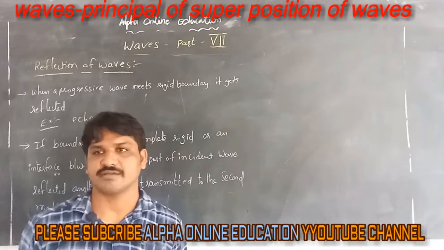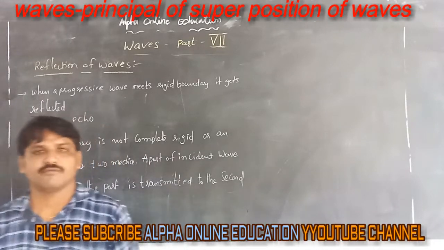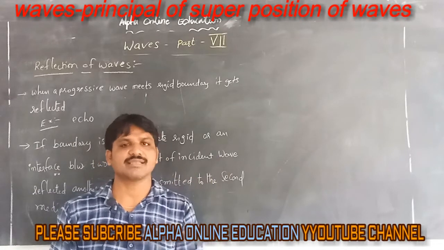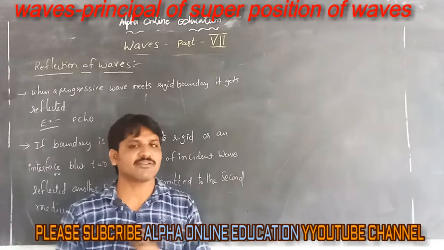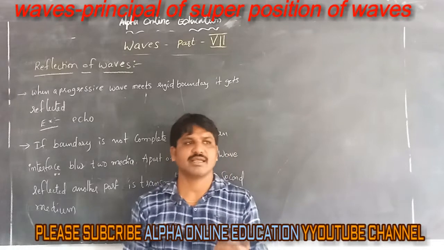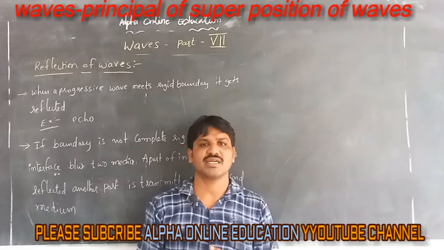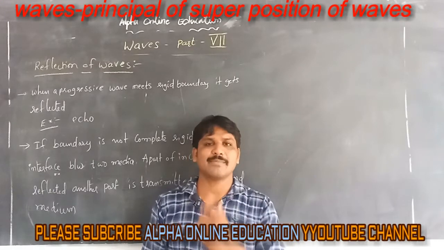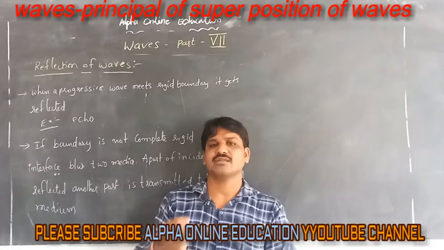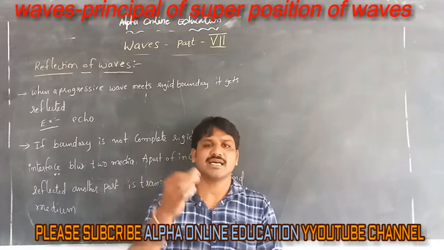So, reflection of waves. Reflection of waves means that when a wave travels through a medium and meets a rigid boundary, it gets reflected. For example, whenever we make noise in a hall between rigid boundaries, we can hear the sound repeatedly, that is echo. Echo is the best example of the reflection of waves. So when a sound wave meets a rigid boundary, it gets reflected.